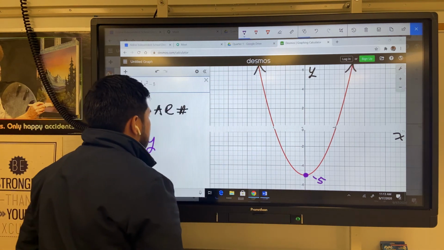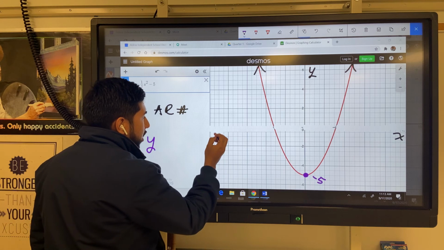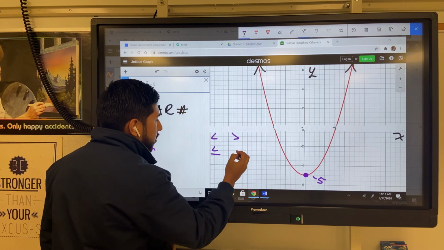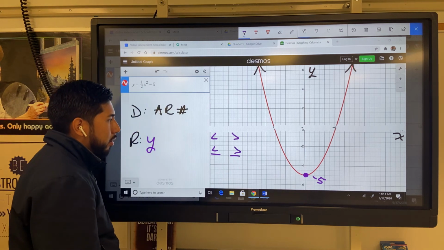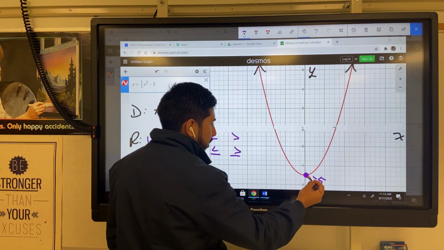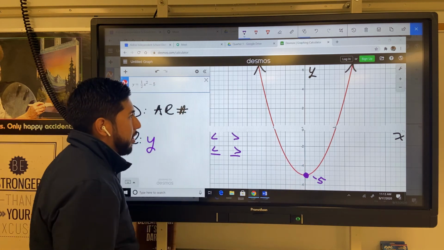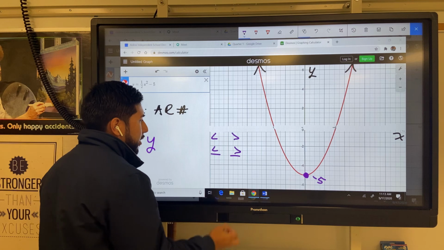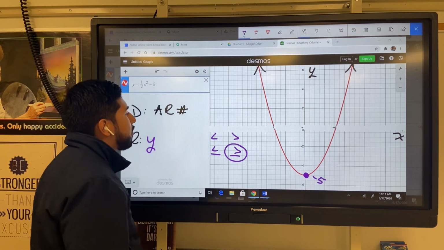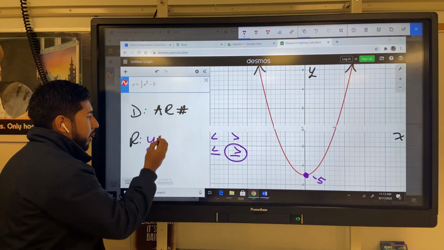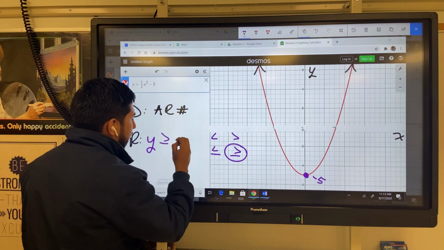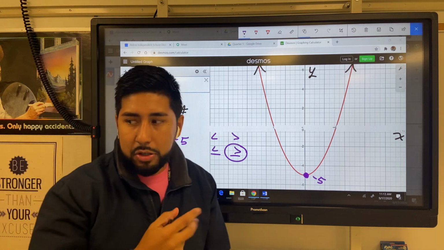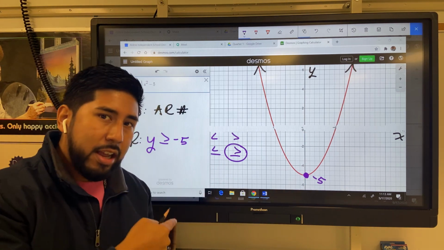And where are these arrows going? They're going up. So am I going to be using less than, greater than, less than or equal to, greater than or equal to? Now remember, this is a closed circle because there's no opening there. It's just a line. And it's going up, so you should say, okay, I'm going to use greater than or equal to, and then -5. And that's it. So we went over 2 questions just as a refresher and something that's going to be on your quiz.